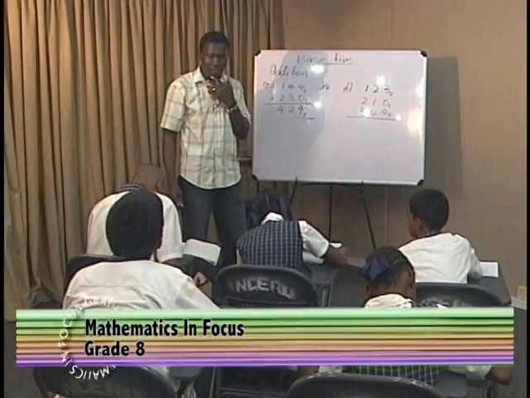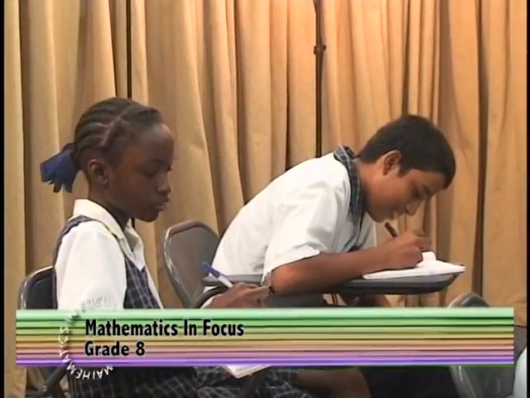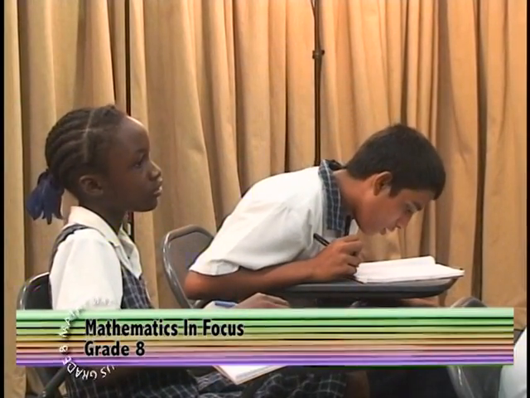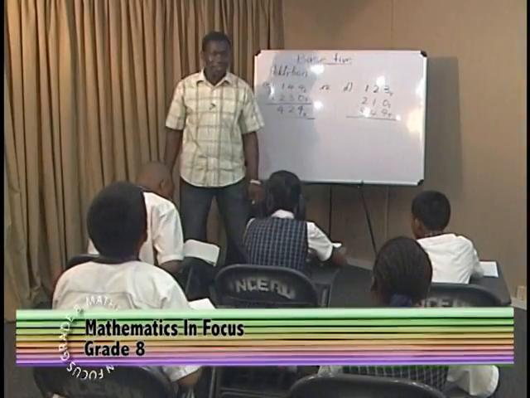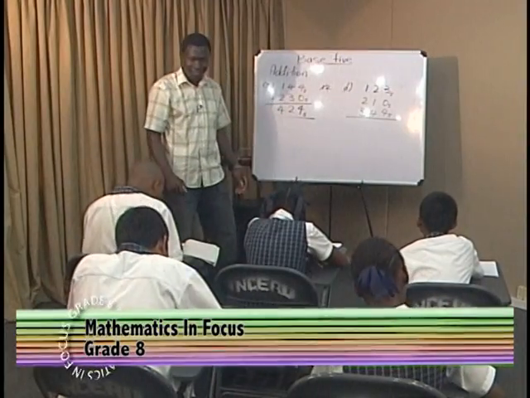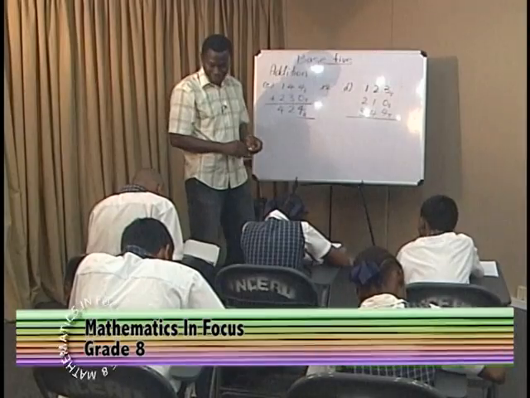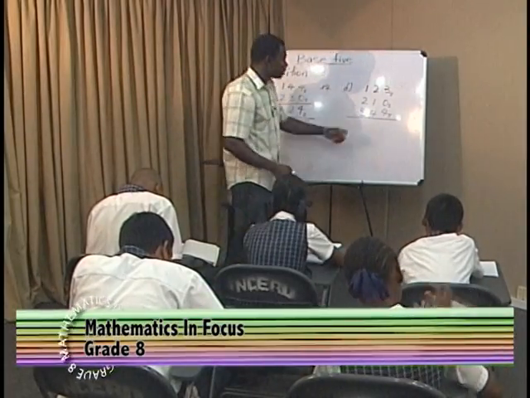Finished, sir. Okay, what's your answer? 5 1 2 base 5. Wrong. You can't use 5 in your answer. 5 is not a numeral. Alright, let's do this together.